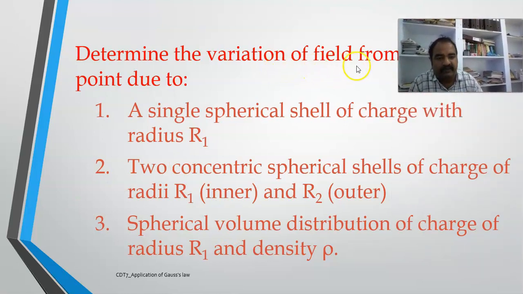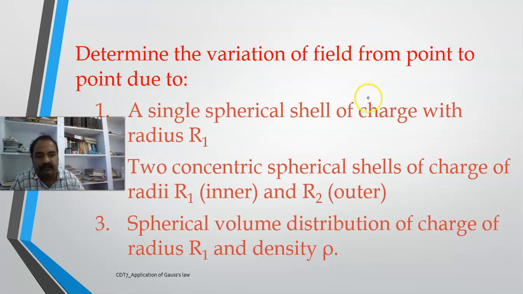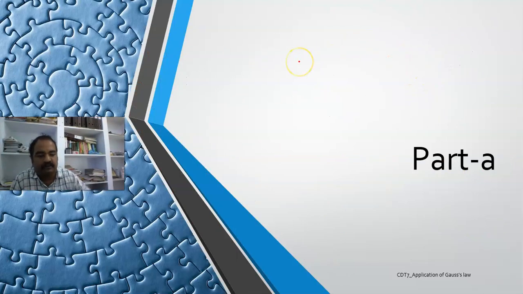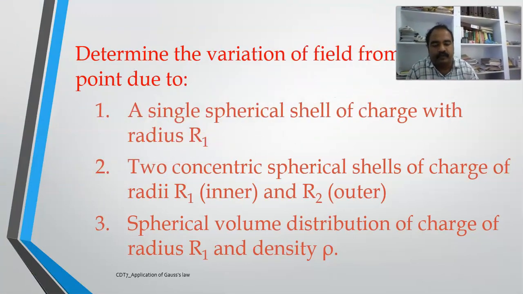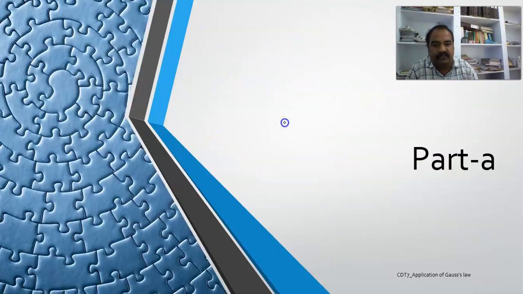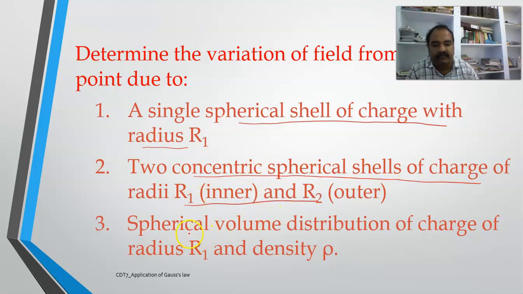Determine the variation of field from point to point due to a single spherical shell of charge with radius r1, and two concentric spherical shells of charge of radii r1 and r2, and finally a spherical volume distribution of charge of radius r1.